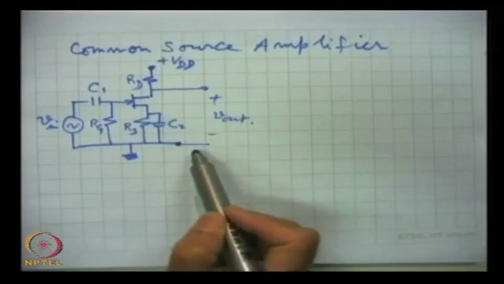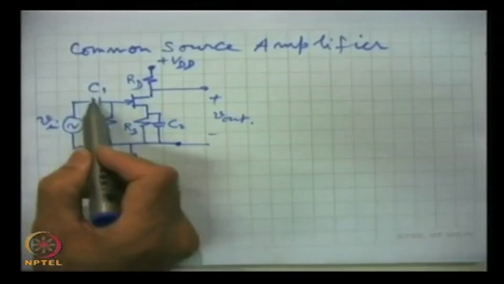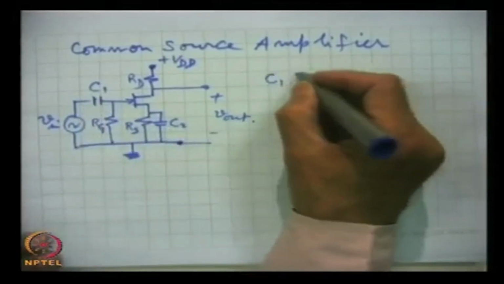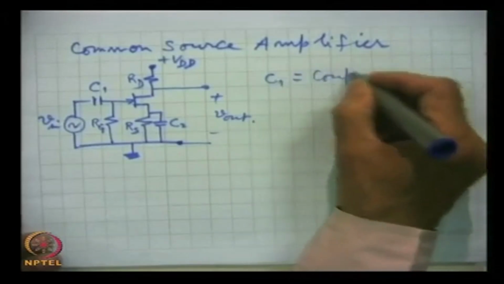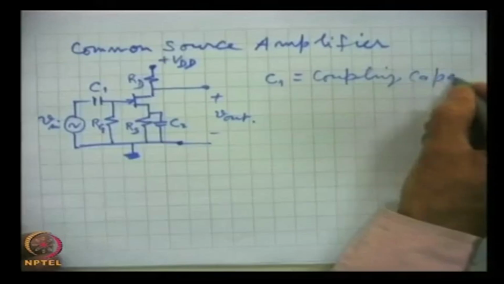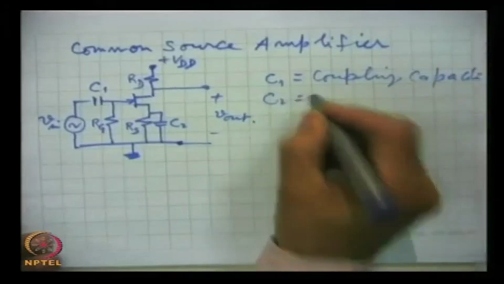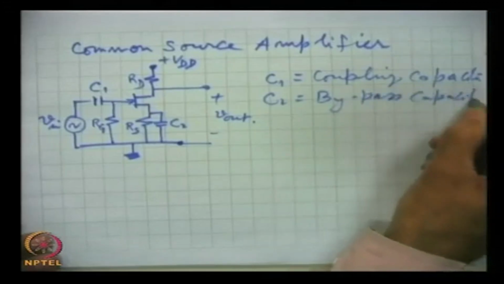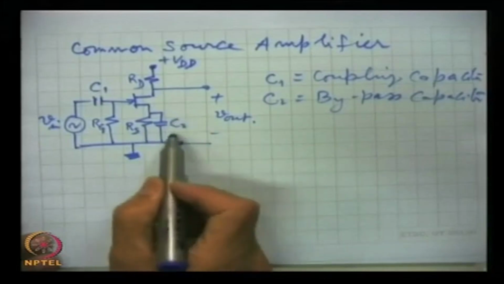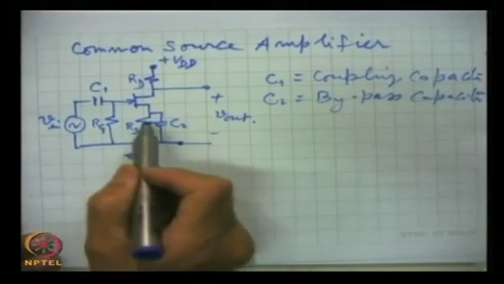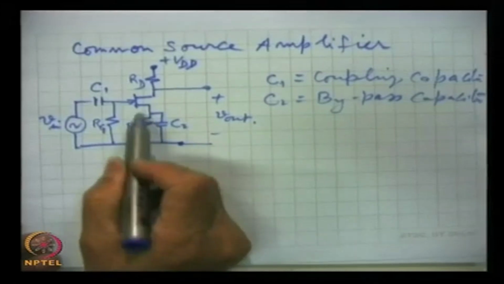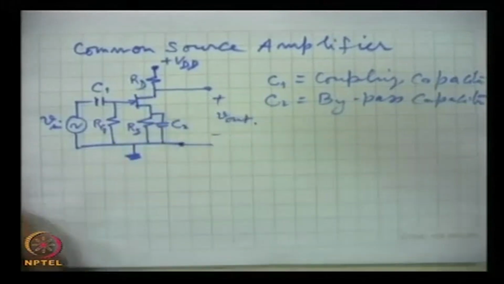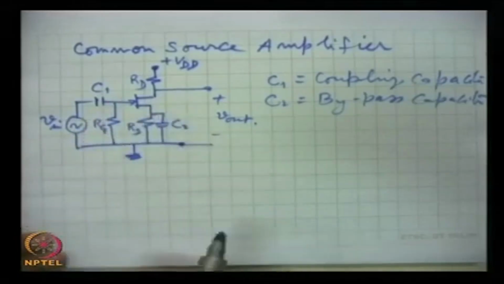Now this is the coupling capacitor, C1, and C2 is the bypass capacitor. If we do not use this C2 bypass capacitor, then there will be an AC drop across this resistance, and hence the output voltage which is available, the gain, will fall. This point we will discuss again a little later.